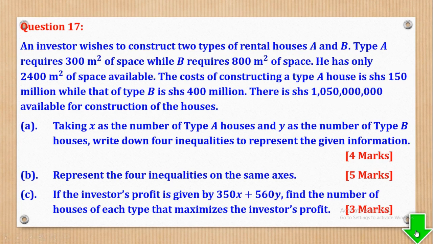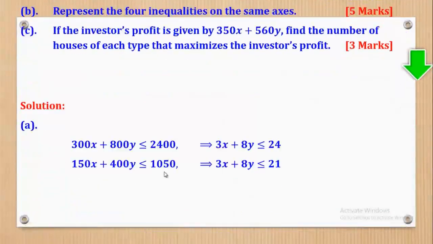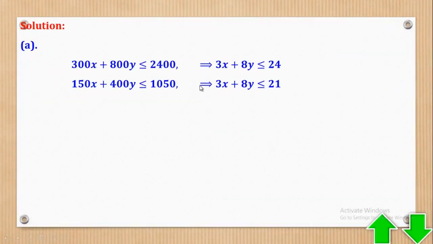So that is where this one is coming from. Then you can also reduce this to come up with 3x plus 8y less than or equal to 21. Then the third equation.